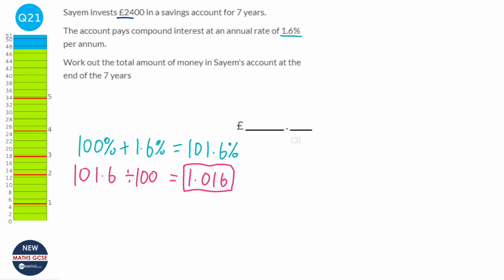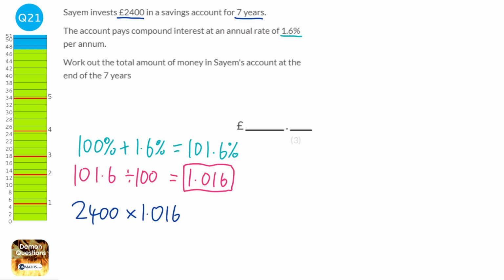Now, we're told that we start off with 2,400, that's our original amount, and to find out what it's going to be in the savings account at the end of the first year, we just times it by the multiplier, 1.016. But we're told that it's for 7 years. So an easier way of doing it is 1.016 to the power of 7. When we do that, we get 2,682.052, and so on.